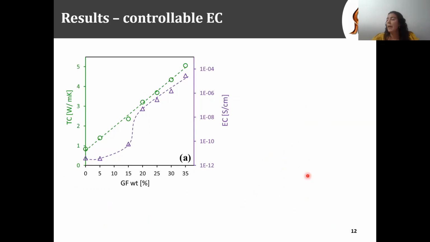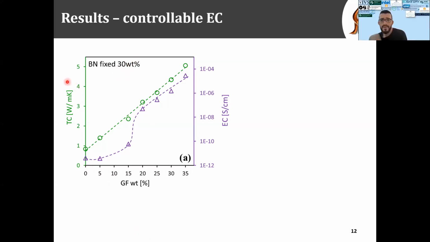So the system that produced the best results is the GF with the boron nitride as a fixed boron nitride concentration of 38%.